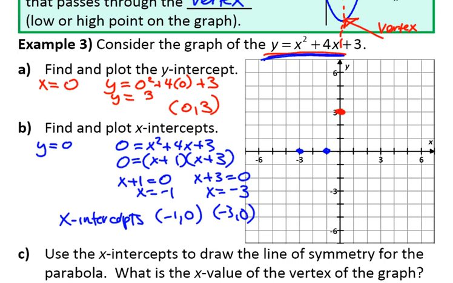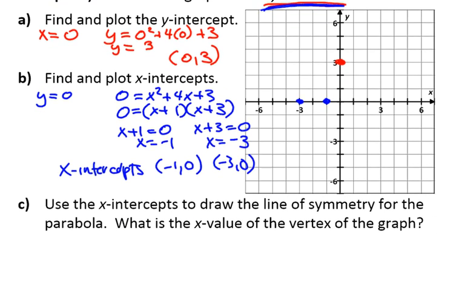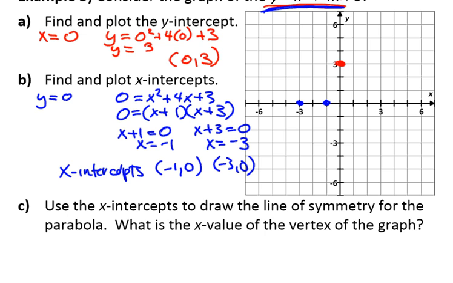Then it says use the x-intercepts to draw the line of symmetry for the parabola. So remember, the axis of symmetry splits the parabola in half. So it's going to go down the middle. You kind of see here's these 2 points. There's the middle of them. It's going to go down the exact middle of those 2 points right there. So this would be my axis of symmetry right there.